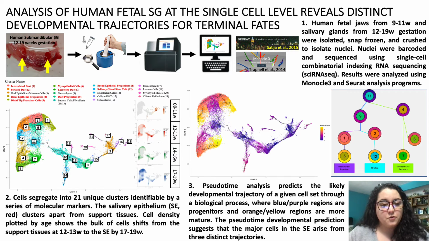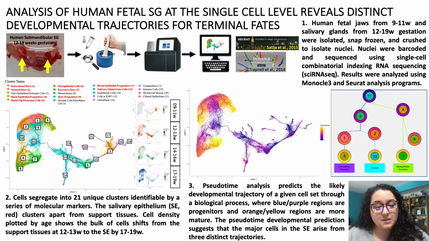We were also able to perform pseudotime analysis, which computationally predicts the developmental trajectory of a given dataset through a biological process, and this revealed that the human salivary gland most likely develops as a result of transcriptional regulation of three individual developmental programs. Today, I'm going to be telling you about a branch point of one of them, the myoepithelial excretory trajectory.